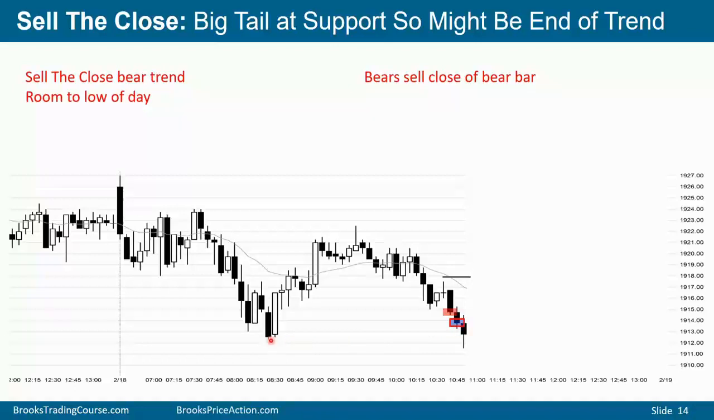Also, there's room to the low of the day. We have a high, a lower high, a lower high. It looks like a trading range, but it could also be a broad bear channel. And if so, we should get down to the low of the day. And there's room from this close down to the low of the day for a scalp.